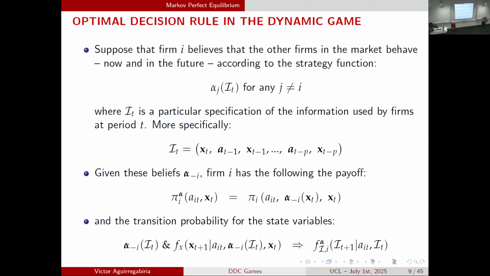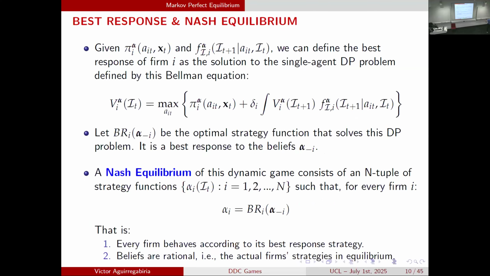Then basically this transition probability here for x t plus 1 implies a transition probability for calligraphic I, okay? And we have a payoff function that depends only on the action of the player and calligraphic I, and a transition probability function that depends only on the action of the player and calligraphic I, okay? And basically taking into account these two objects, we can define a single agent dynamic programming problem, okay? And basically taking this payoff function and these transition probabilities of state variables, we can define this Bellman equation.